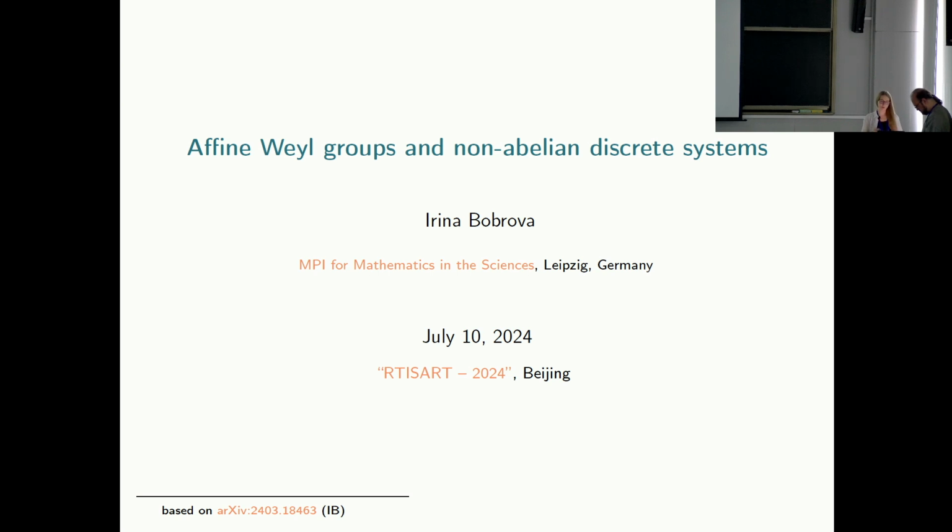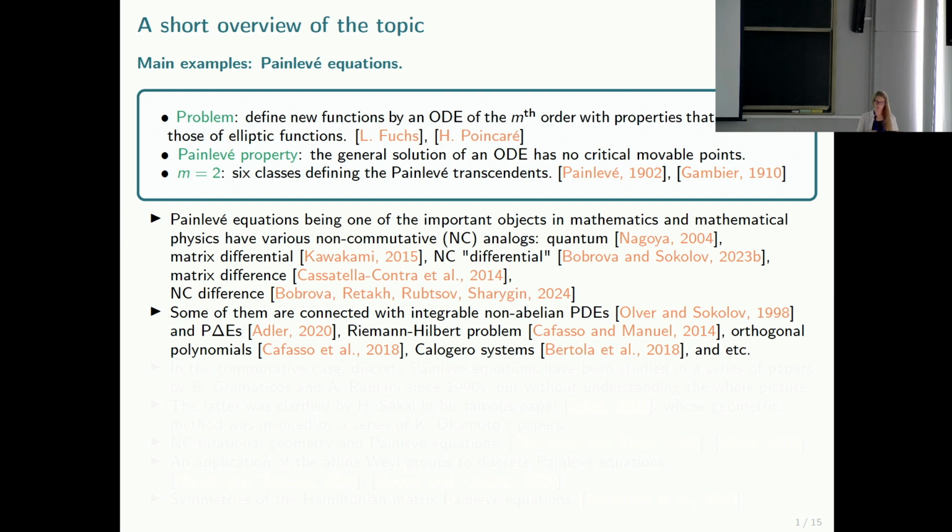Yeah, I'm going to talk about my recent research on non-abelian discrete systems that we can obtain from an affine Weyl group structure. Well, yeah, and our main example is related to the Painlevé equations. As we already know, Painlevé equations define new special functions. In the case when we consider second order ODEs, we have 6 classes defining the Painlevé transcendents.